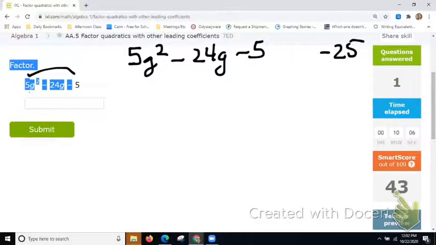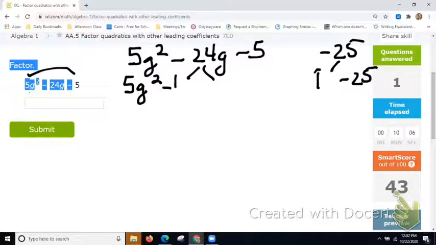So then I want two things that multiply to be negative 25 and then add up to negative 24. So that's just going to be 1 and negative 25, right? That's how that middle is going to get split. The signs would have to be different. So 5g, and you could do this either way. I'm going to go ahead and put minus 1g, but you could put the minus 25 first, or the plus 1 though. Both ways work.